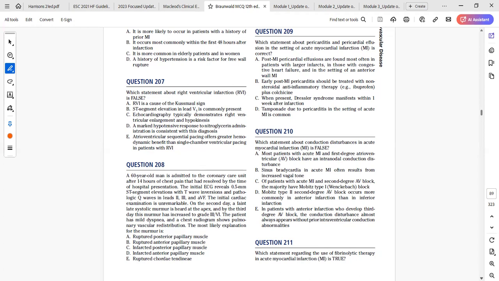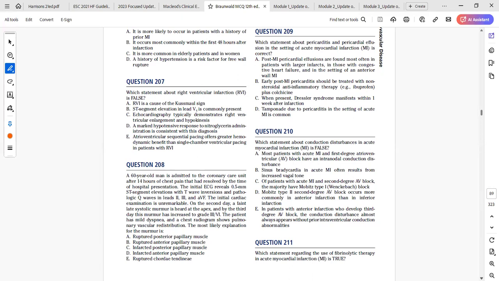650 milligrams, I think 6 hourly. I can't remember the frequency, but aspirin is what is used in this setting and not ibuprofen or the others. C, when present, Dressler syndrome manifests within 1 week after infarction. So we have an immediate post-infarction pericarditis, and Dressler syndrome occurs within 2 to 6 weeks post-infarction. So this option C is also false.